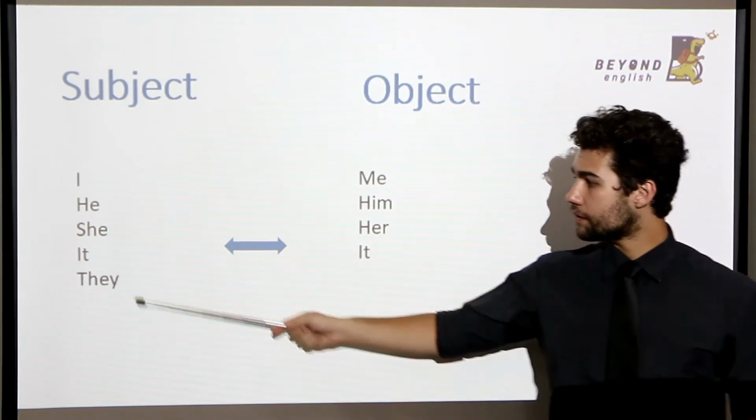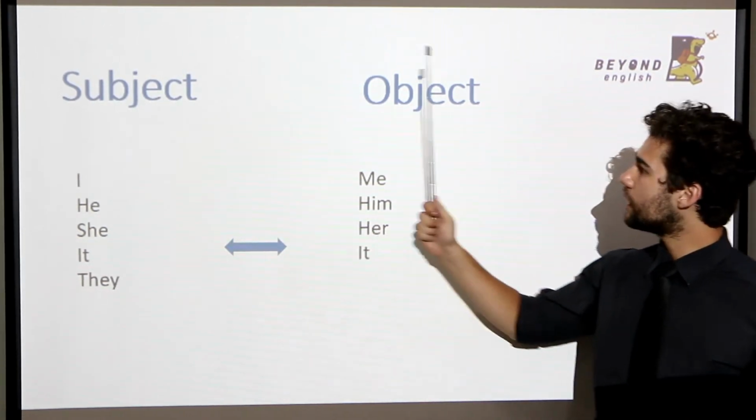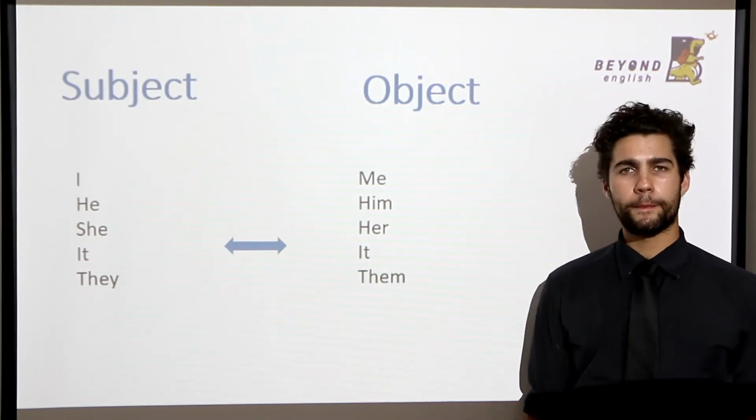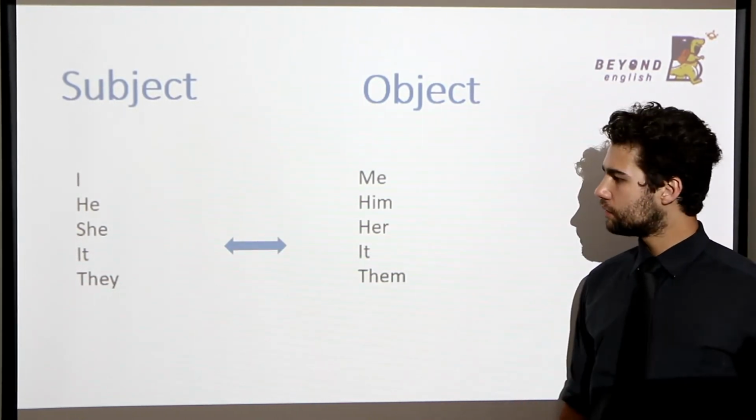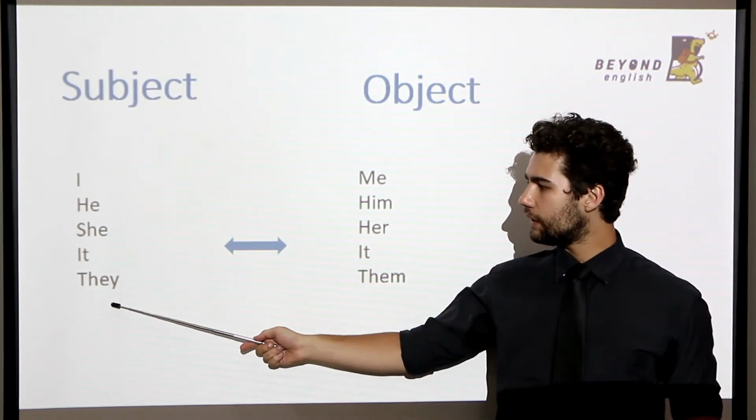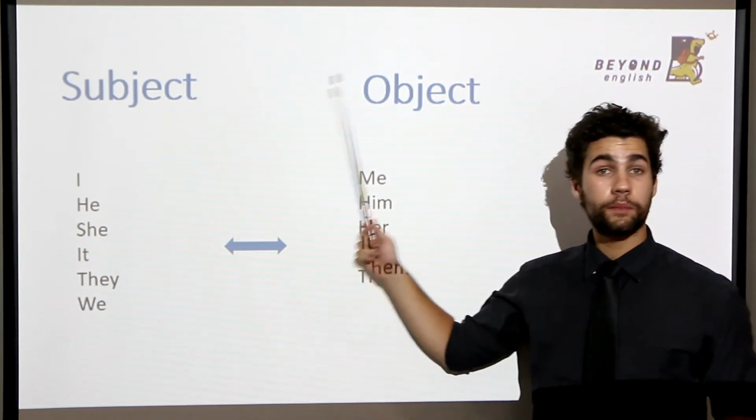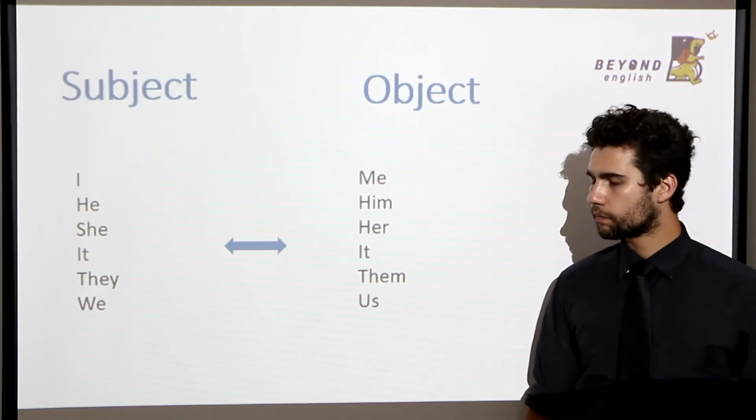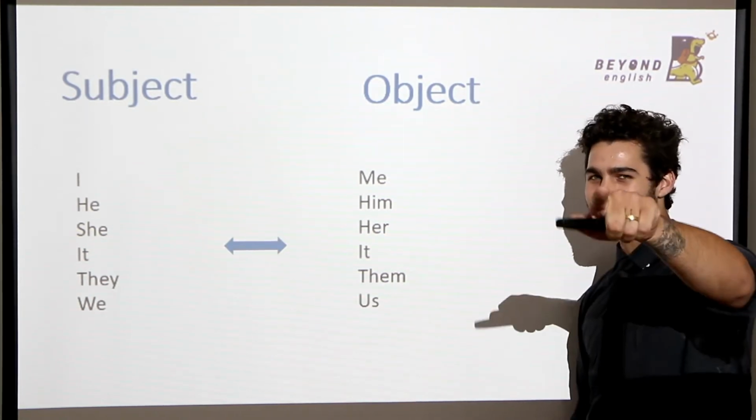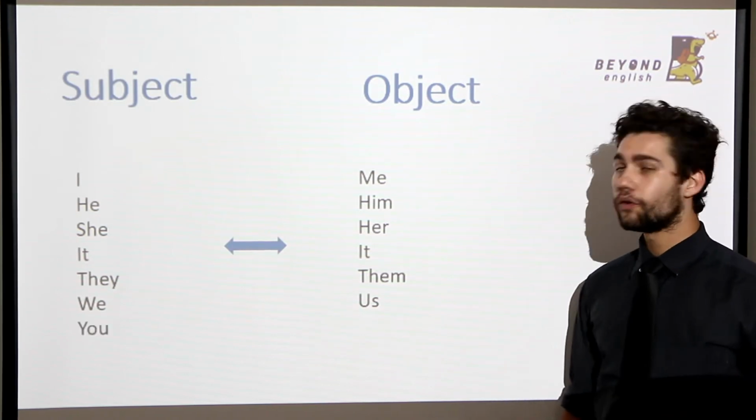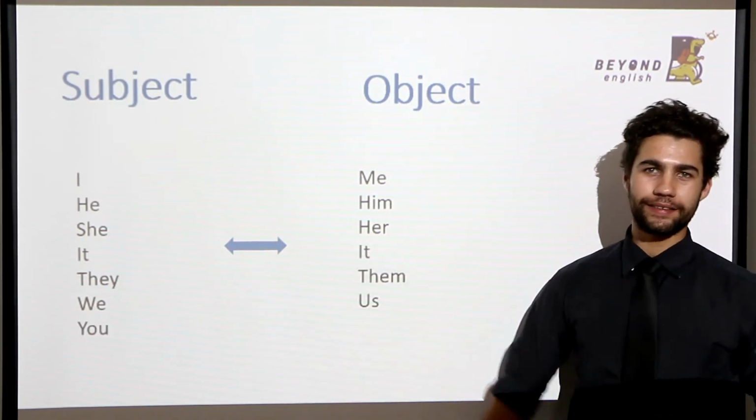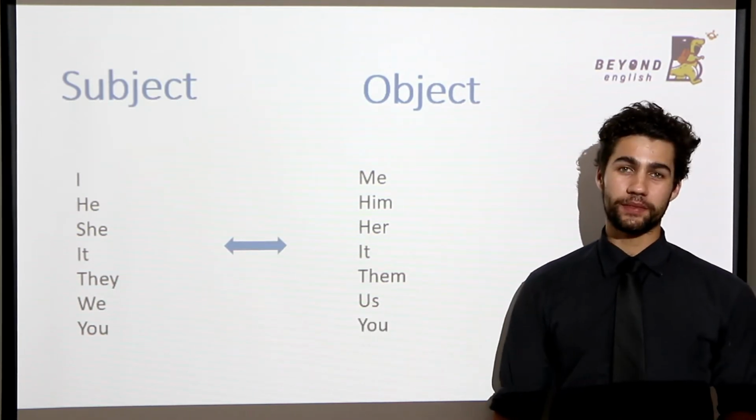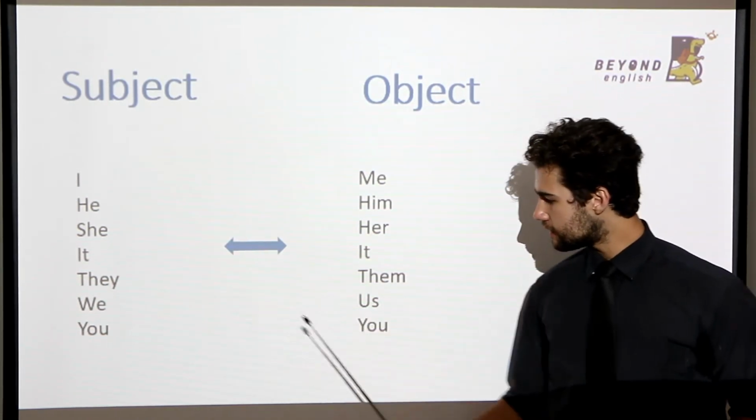Next, we have they. When it becomes an object, it becomes them. Following that, we have we. When it becomes an object, we say us. And last is you. When you become the object, you are still you. That's correct. It stays the same.